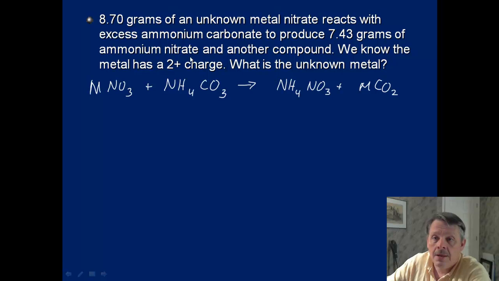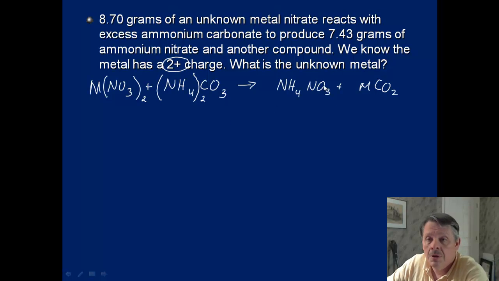All right, now the other key piece is that we have a 2+ charge on our metal. So since the metal has a +2 and nitrate has a -1, I have to have 2 nitrates. Ammonium carbonate: ammonium is a +1, carbonate's a -2, so I have to have 2 ammoniums. This over here is +1, -1, and the metal is +2, -2, so they cancel each other out. So I'm done balancing my charges.